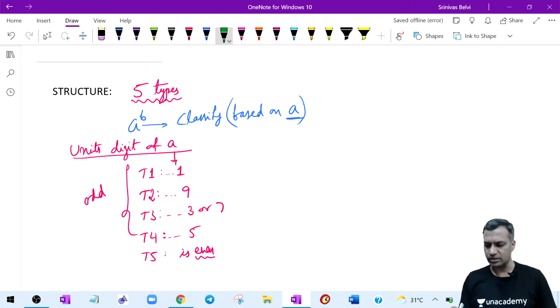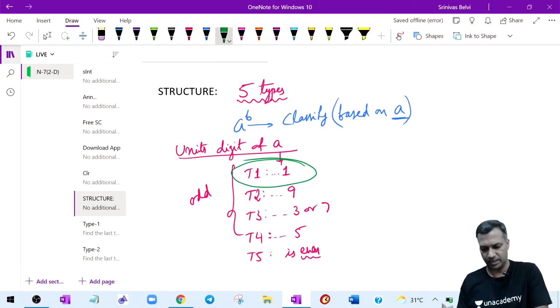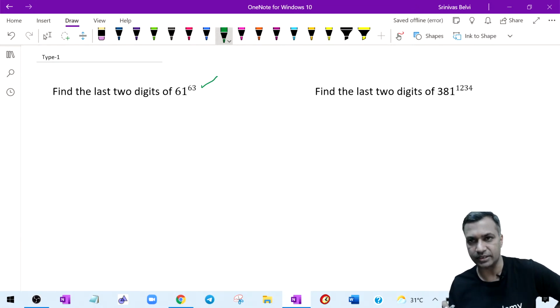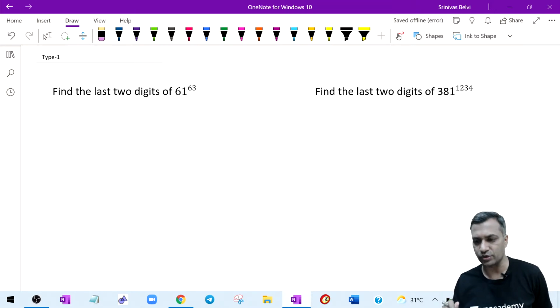Okay, so let's go to type 1. Let's try and see how we work with this particular type. So say for example, the last two digits of 61 raised to power 63. Sarthak and Nazia, thanks for confirming, guys. Okay, 61 raised to power 63. We need to find the last two digits of the number.